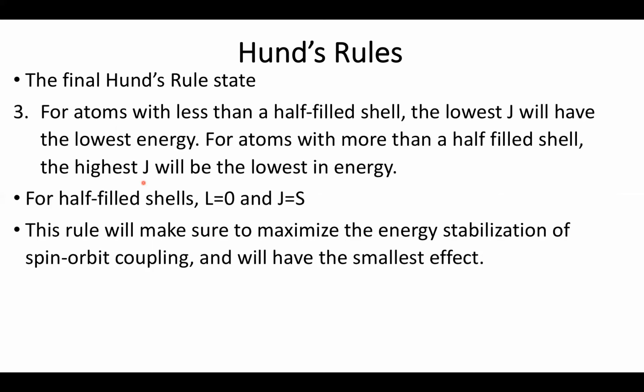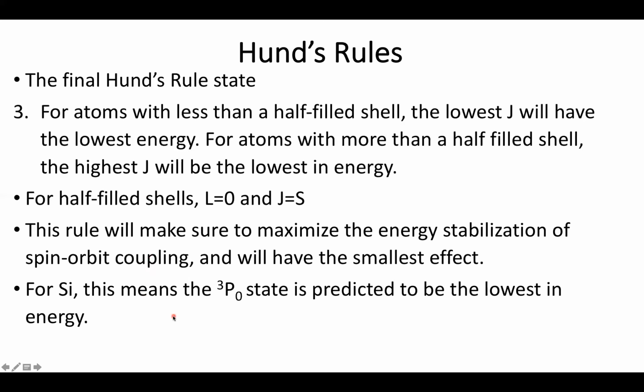So what this means for our current case of silicon is that we're going to predict our triplet p state to have a J value of 0, because with only 2 electrons, I haven't yet half-filled my p orbitals. And so J equals 0 is predicted to be the lowest in energy. So putting these rules together with how we determined term symbols during the last lecture, we can find a full method that will help guarantee that we find the correct and lowest energy term symbol for any atom.